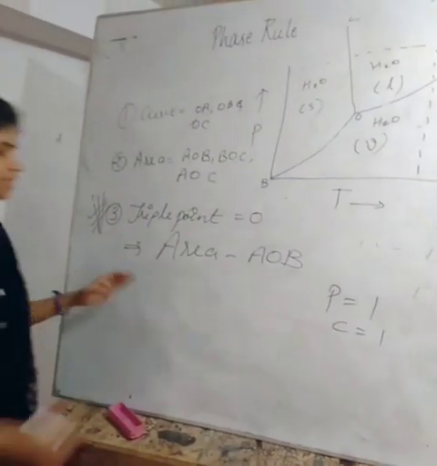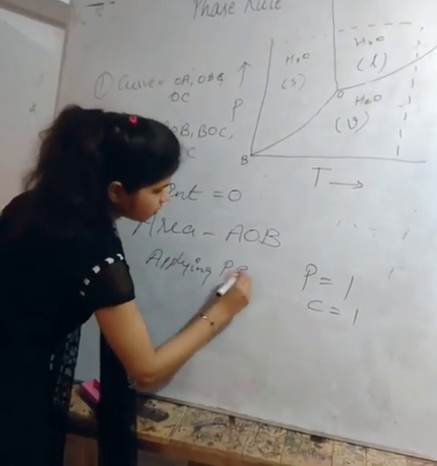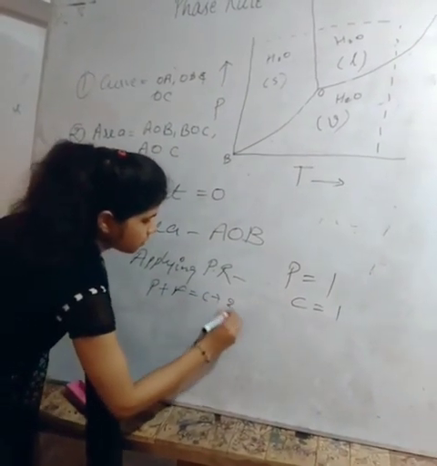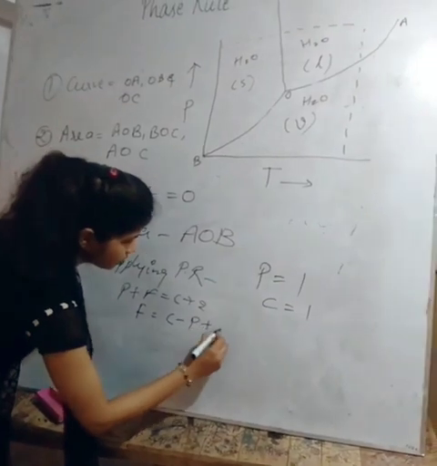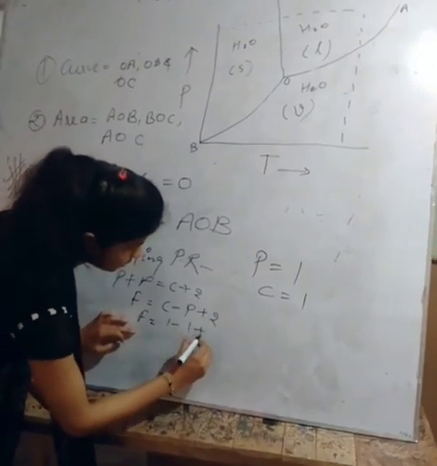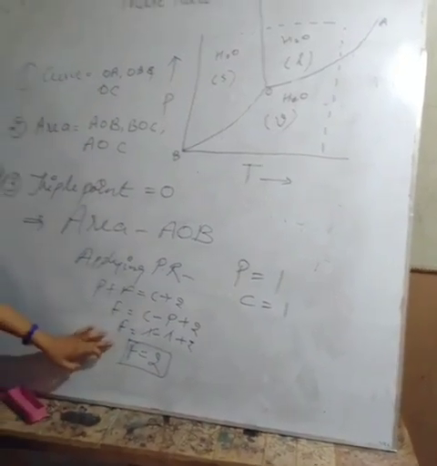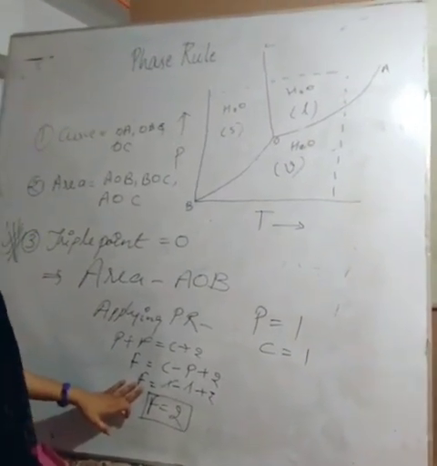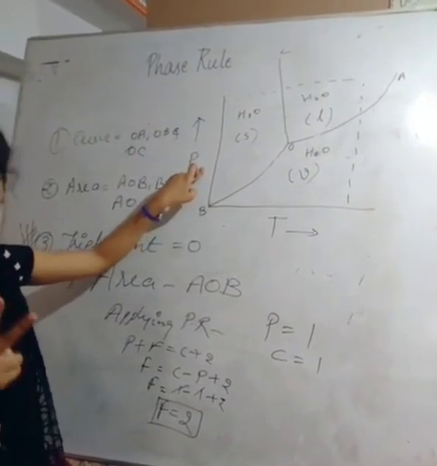Now applying the phase rule in this. What do we get by applying the phase rule? P plus F equals C plus 2, where F equals C minus P plus 2. Now here C equals 1, P equals 1, and plus 2. So these will cancel out and F becomes equal to 2. So in this, we observe that the degree of freedom is equal to 2. It means that both the temperature and pressure create an effect. It means that the system is bivariant because both the factors produce an effect.